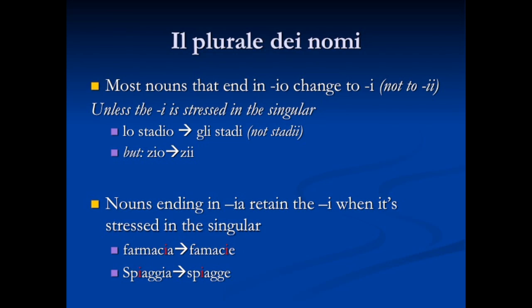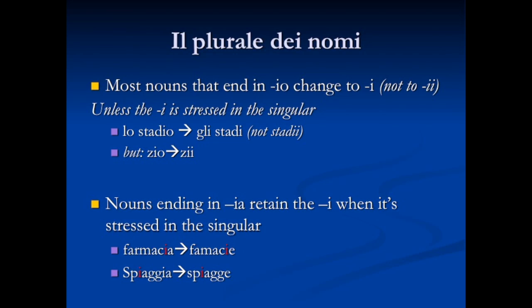So our examples are lo stadio, gli stadi. Stadio has the accent on the A, so one I at the end is enough. But the word zio, with the I accented here, we're going to actually add two I's in this case to really emphasize that Z sound.